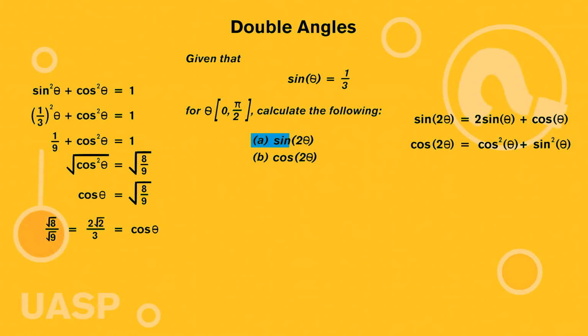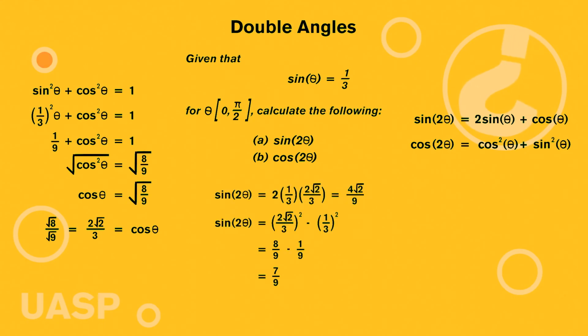So now that we have our cosine and our sine, we can start plugging into our double angle equations. The first one, we'll just go ahead and do sine of 2 theta. So we plug that in: 2 times our sine, which is 1/3, times our cosine, which is 2 square root 2 over 3. Now if we multiply this out, we should get 4 square root 2 over 9. And that's our answer for the sine double angle.